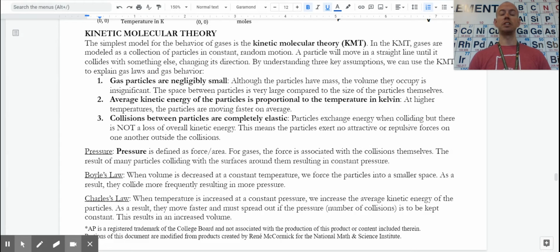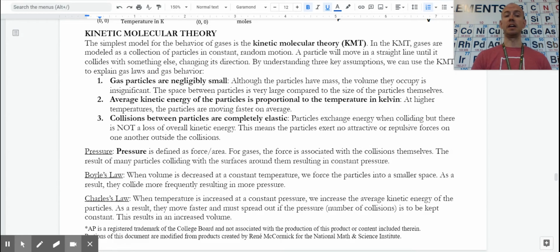With gases, the force is associated with the collisions themselves as they bounce into one another, or in this case, maybe the container. These particles, as they're colliding, would be applying force, and therefore would exert pressure. We can talk about that as atmospheric pressure, partial pressure, barometric pressure. All of those are a measure of the collision with the surrounding surfaces. And because we have so many particles with so many collisions on our area or the volume of our gas, we can say that the pressure is likely to be constant until we change another variable.